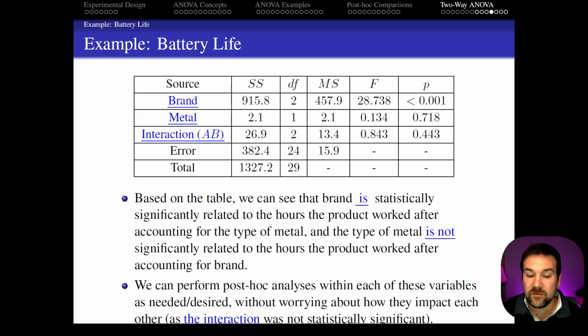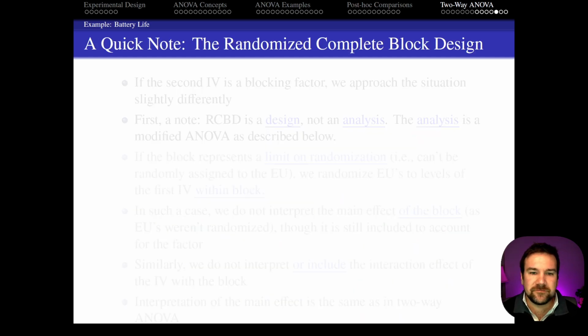And we can perform post hoc tests with each of these variables as needed without worrying about how they impact each other. So I can look at brand and I can perform an analysis of the brand without worrying about accounting for metal because my interaction was not significant. There wasn't enough evidence to determine that the brand effectiveness depended on the metal. So I'm not going to worry about the metal. I'm just going to look at the brand effectiveness with my traditional post hoc test methods.